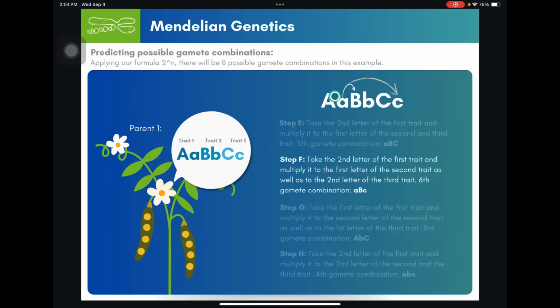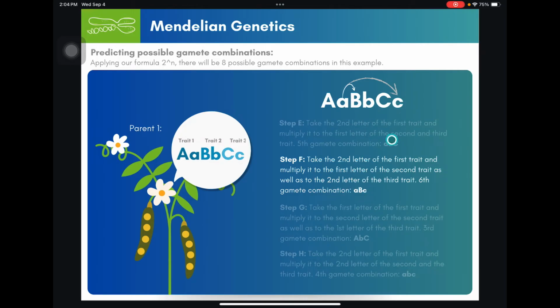Step F, take the second letter of the first trait and multiply it to the first letter of the second trait, as well as to the second letter of the third trait. Our sixth gamete combination contains two recessive letters, A and C, but a dominant letter B, as we can see in this one.